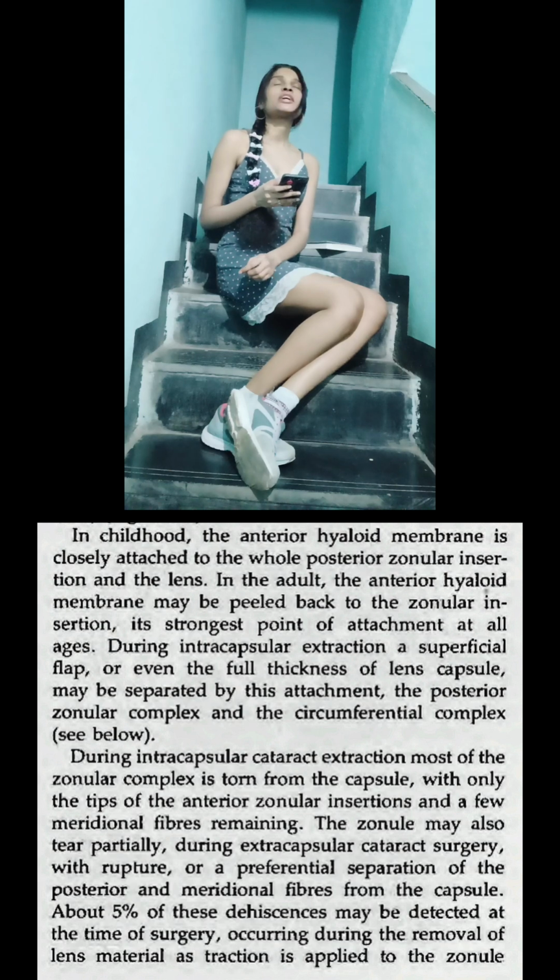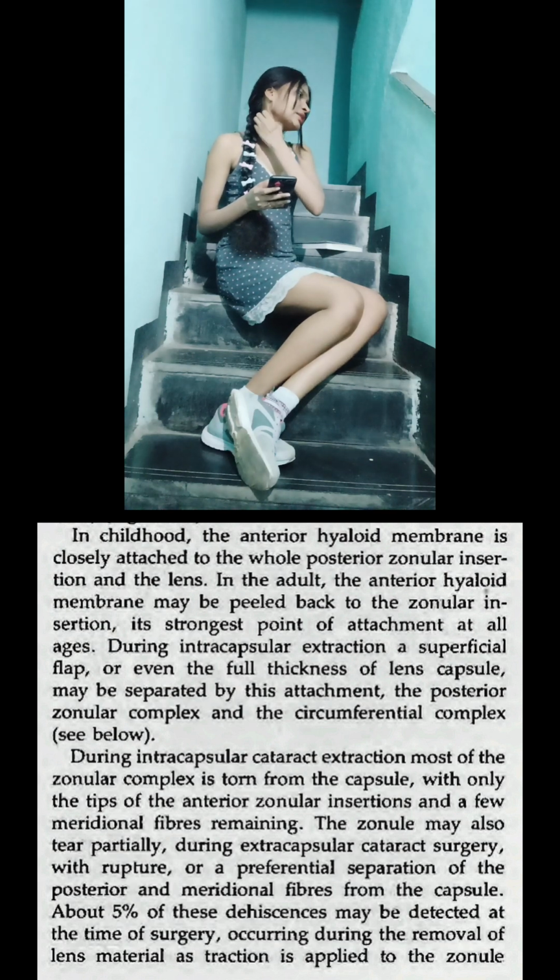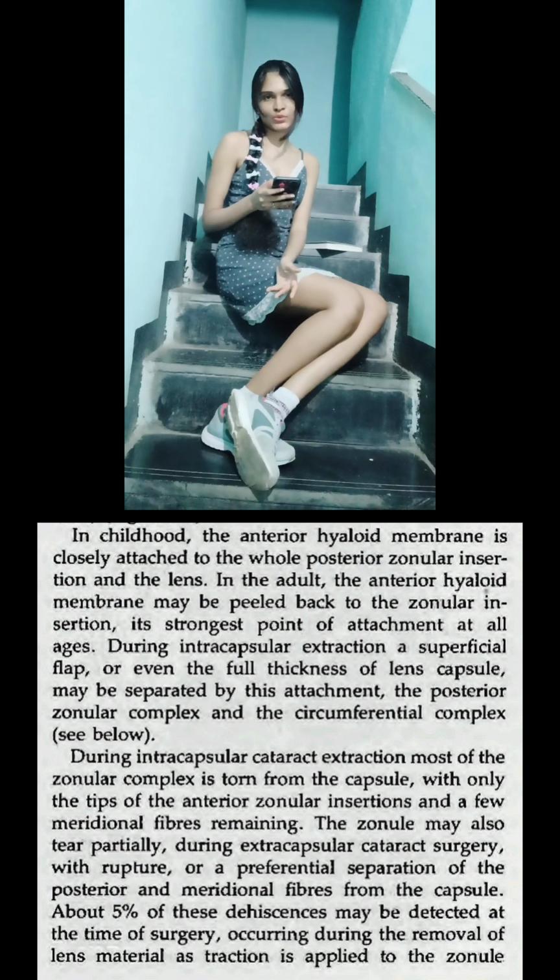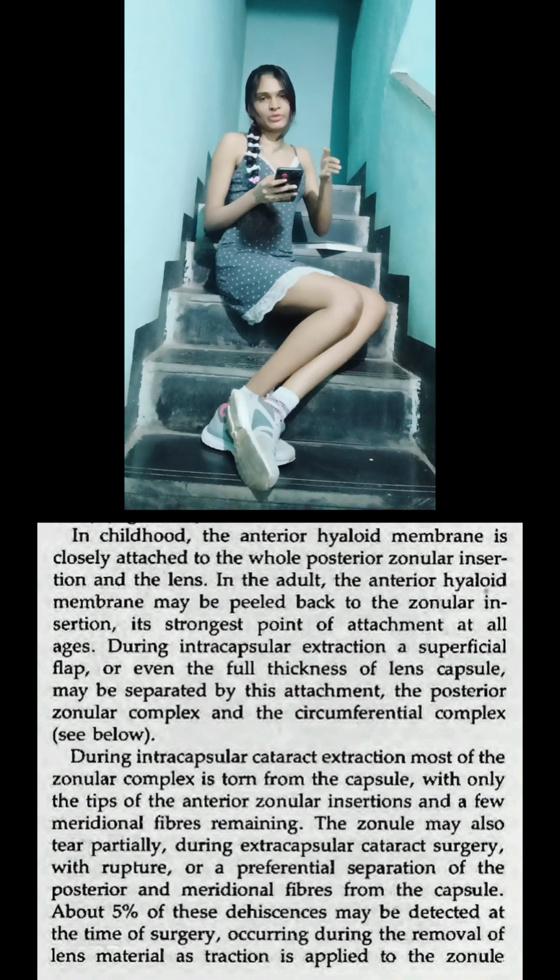In childhood, we know that the anterior hyaloid face is in close contact with the posterior zonular fibers and the lens. So usually we go for a vitrectomy during the cataract extraction: capsulotomy, vitrectomy. That's the clinical significance. And in adults, we can just peel back the anterior hyaloid membrane from the zonular insertion.